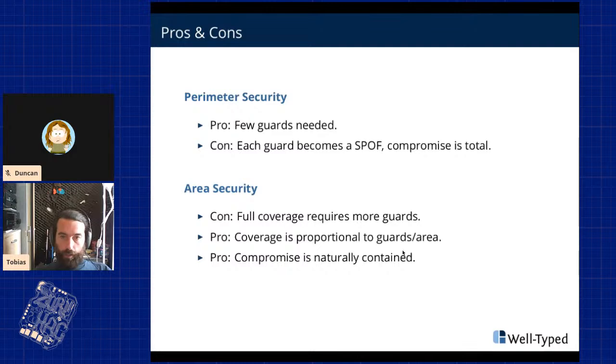Because of these economics, physical security will often use perimeter security, because guards are expensive, and making it difficult to compromise a single guard is a relatively straightforward or relatively realistic approach.